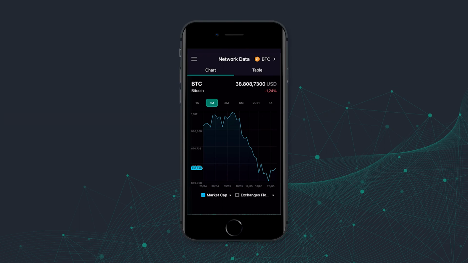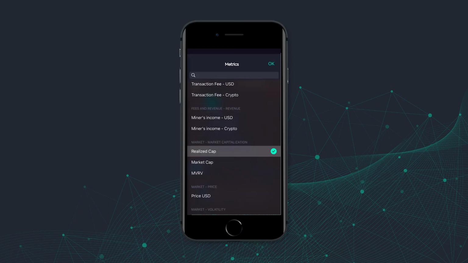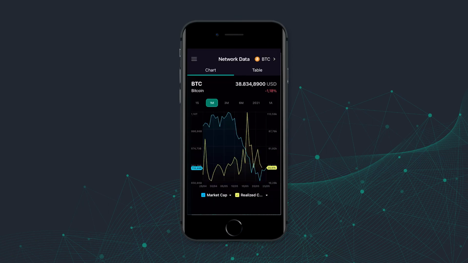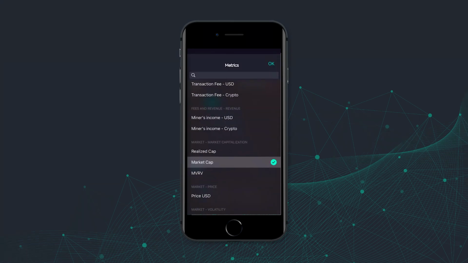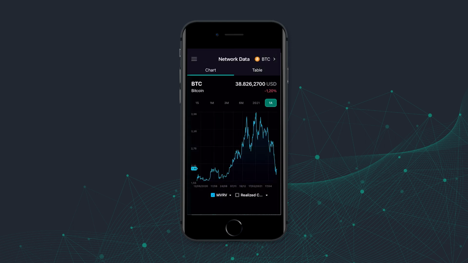Okay, now let's understand what realized cap is by selecting from the same list as before. The realized cap value measures the total cost of purchasing all Bitcoins in circulation in the market. This indicator is important in network data analysis as it measures the purchase value of each Bitcoin on the day it was last traded.